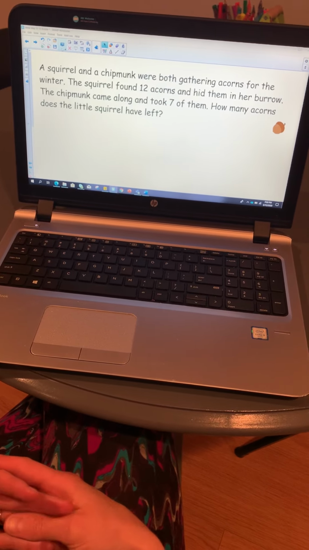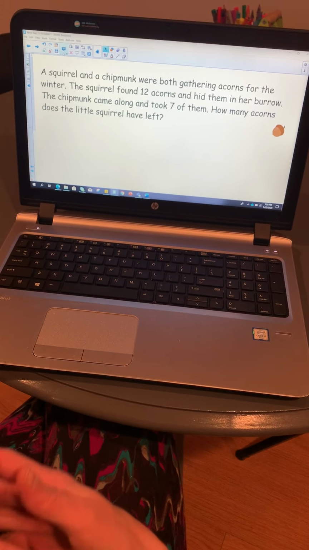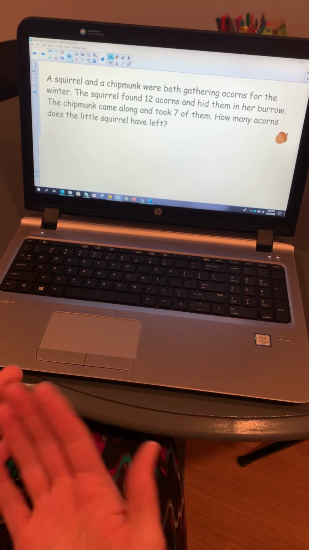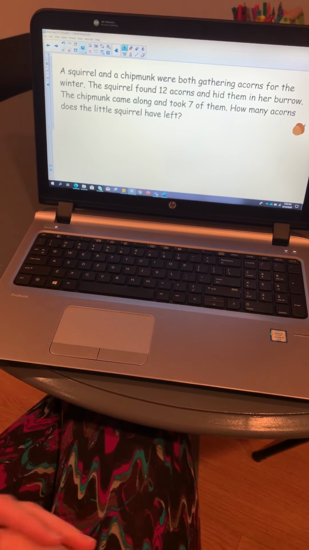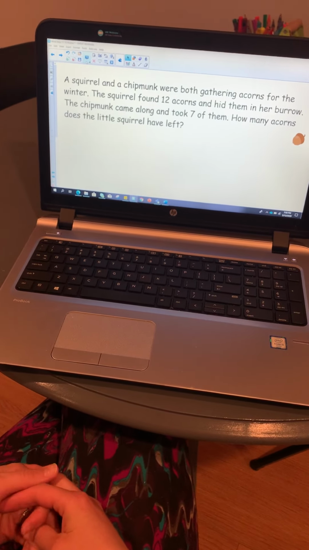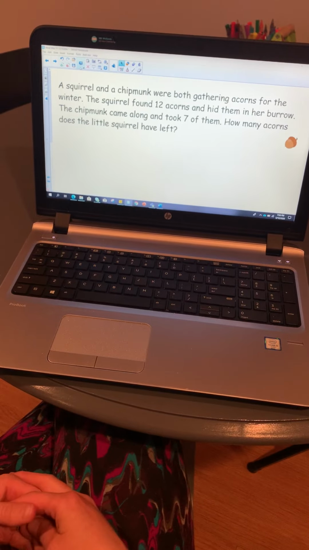So automatically I know it's subtraction because when someone takes something from you, you have less of it, not more. In subtraction, your answer is always less. When we add, we get more. So I know that something's being taken away. So it's subtraction. So first I'm gonna use a picture to solve it.